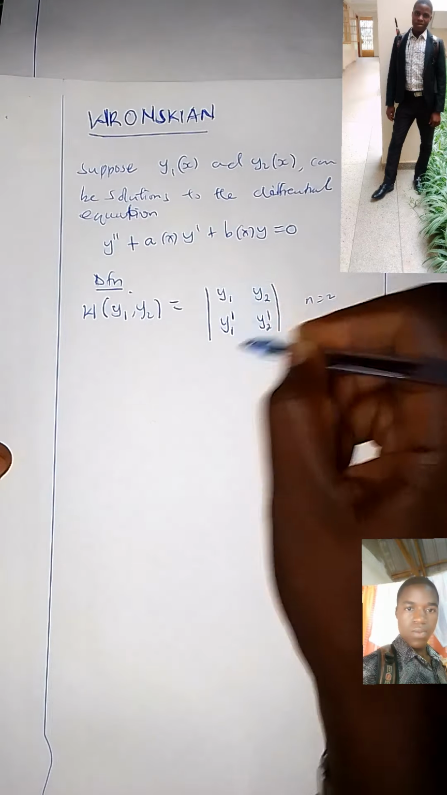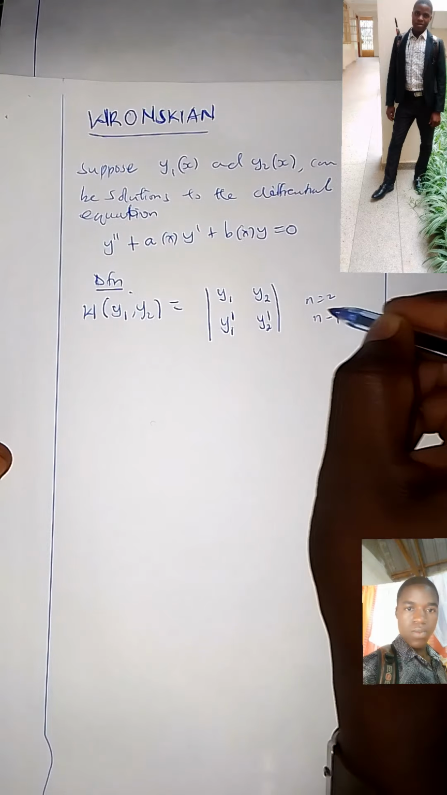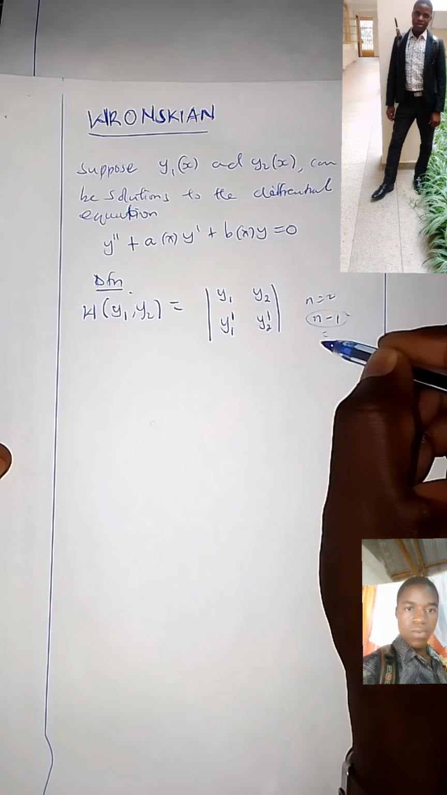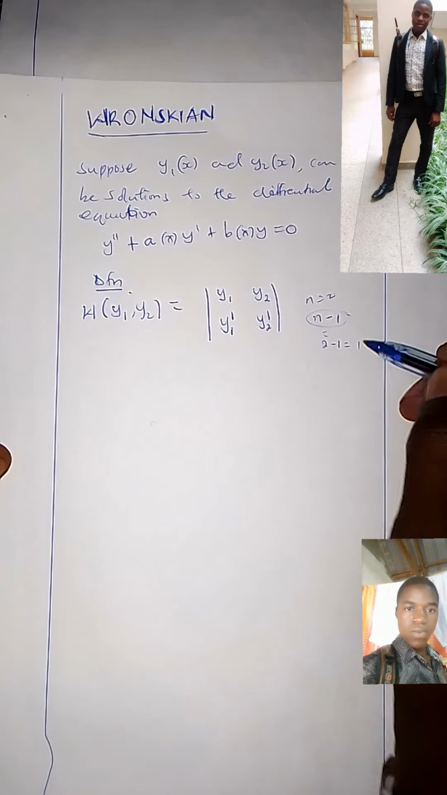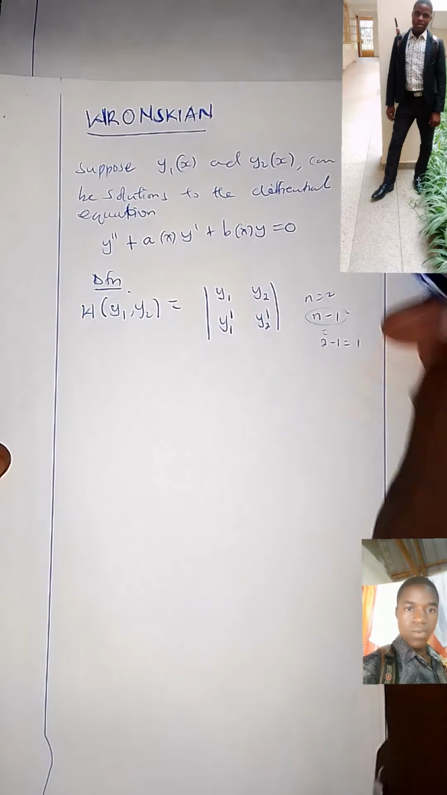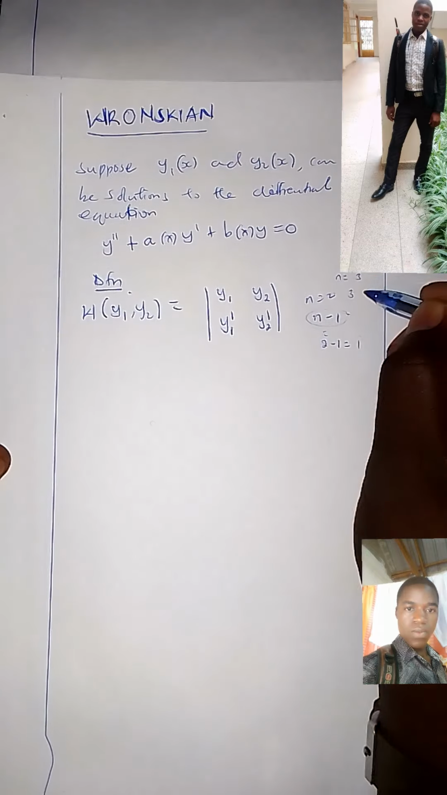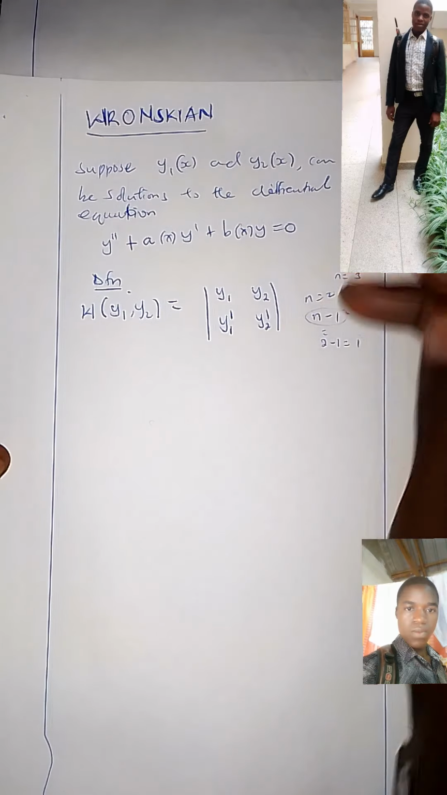Now, we differentiate up to n minus 1. So when n is 2, we differentiate up to n minus 1, which becomes 1. Therefore, you differentiate up to the first derivative, and you end there. Suppose our n was equal to 3. You would have 3 minus 1, and you would differentiate up to the second derivative.